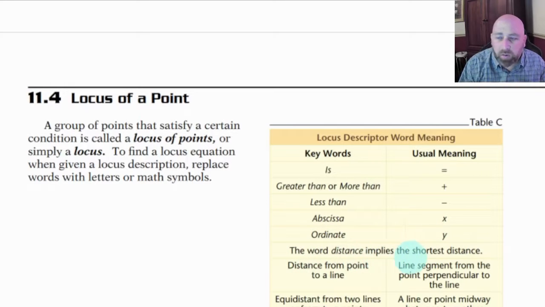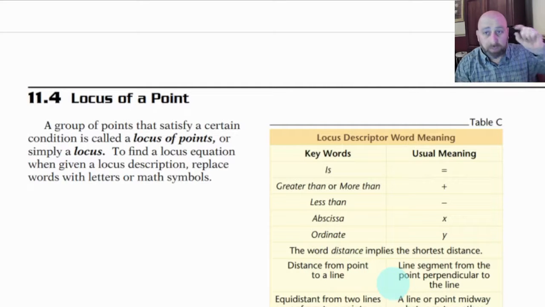The word distance always implies the shortest distance. So if it says the distance around something, it's still talking about the shortest distance around that. The distance through something is talking about the shortest distance through something. The shortest distance between 2 points is always a straight line, right? So you always have straight lines when you're talking about distance. For the distance from a point to a line, there's a point somewhere, and the line segment from the point perpendicular to the line is always the shortest distance between the point and the line.